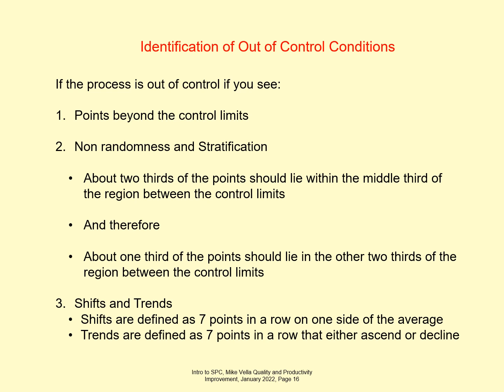Also, shifts and trends. So things change: materials change, setup changes, maybe process parameters change. For example, air pressure or hydraulic pressure changes, and we're going to see perhaps a shift in the process. A shift is where the center line of the distribution changes. And we're going to detect that by 7 points in a row on one side or the other, or a trend where 7 points in a row either ascend or descend.